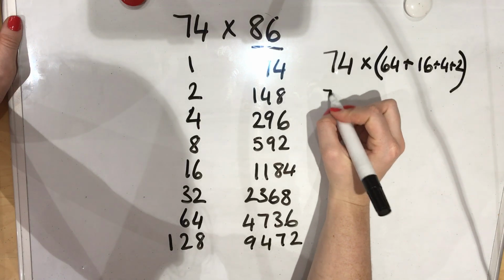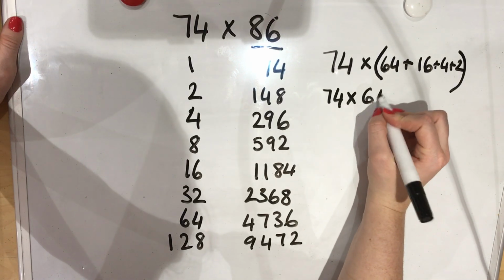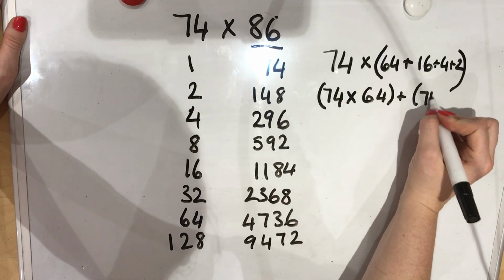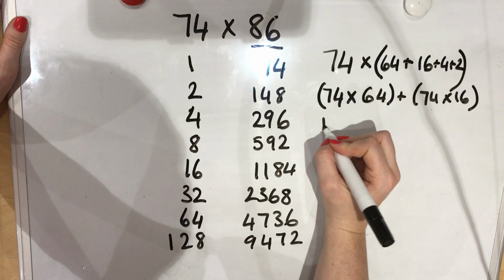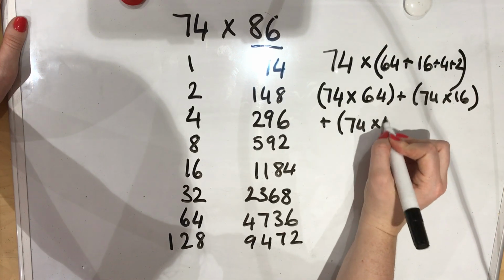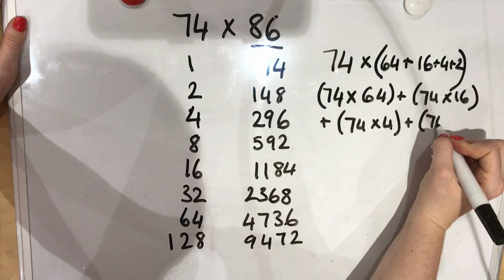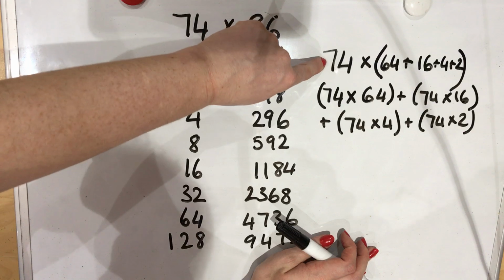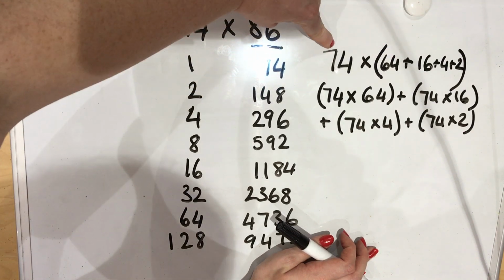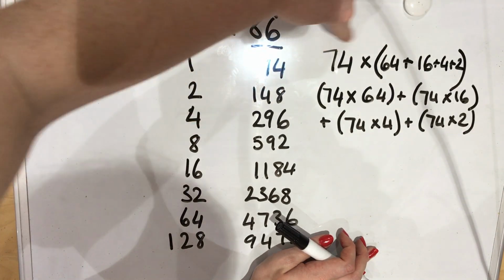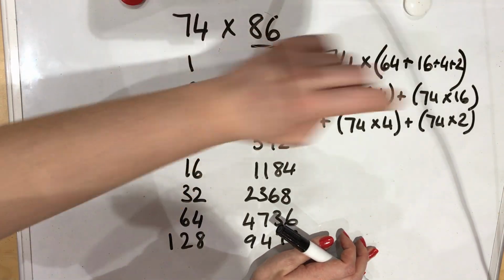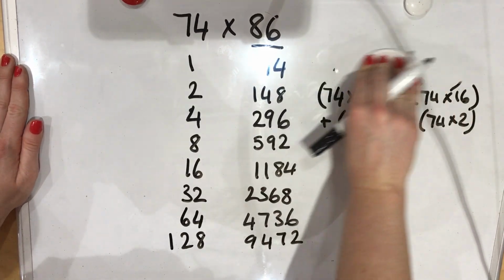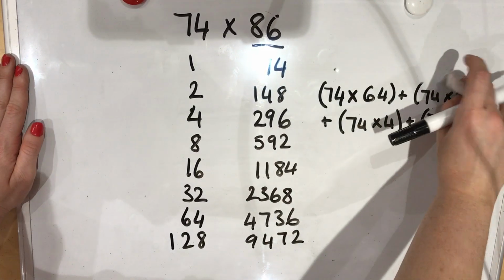And now I can rewrite my sum as 74 multiplied by 64 plus 74 multiplied by 16 plus 74 multiplied by 4 plus 74 multiplied by 2. So all I've done is I've just expanded these brackets. I'm going to get rid of that first line, just so that we don't get too confused. Again, feel free to pause at any point.